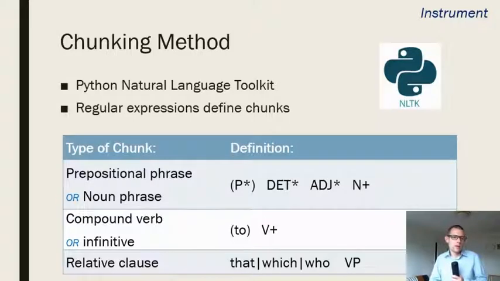And so we have here a noun phrase, for example, defined as 0 or more prepositions, 0 or more determiners, 0 or more adjectives, and 1 or more nouns. These definitions can get quite complex, and they can be tweaked to be more or less accurate, but they all rely on regular expression matching to define the chunks.